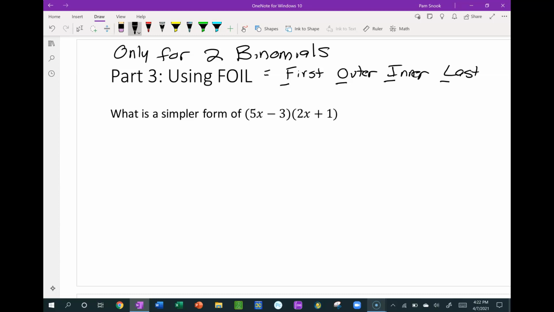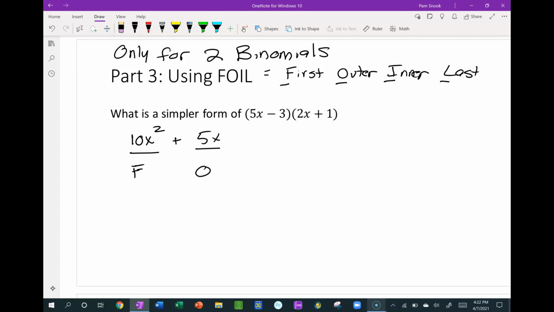So first, that means multiply the 2 first terms together. In this case, 5x and 2x. So I get a 10x squared. So that's my first. Outer means multiply the 2 outside terms, the 5x and the 1. Those are both on the outside. So that's O.